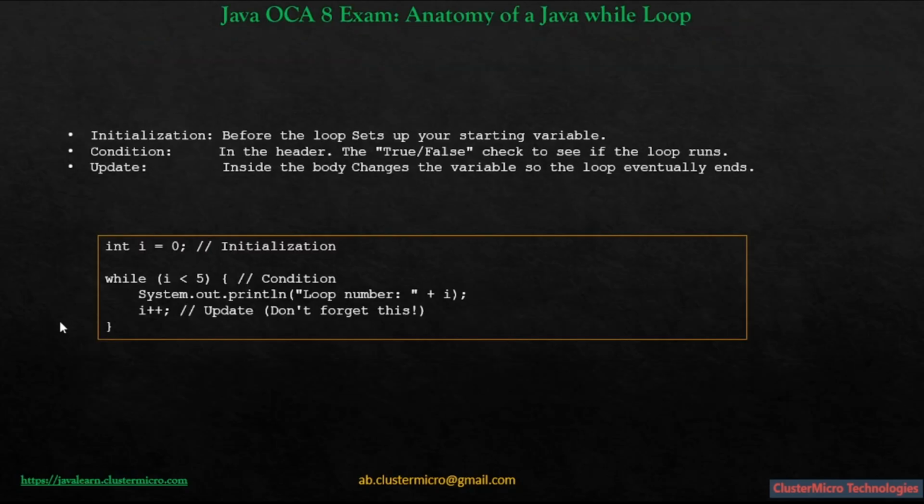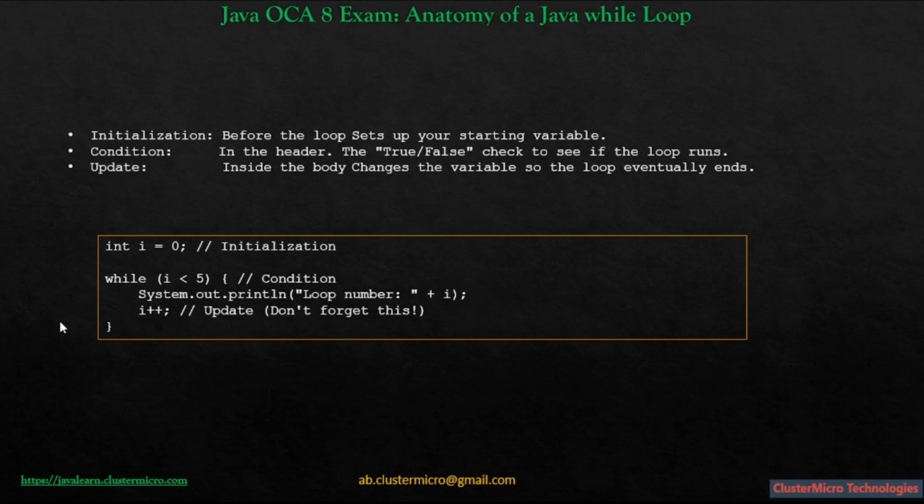Okay. So the next slide is the anatomy of a Java while loop. In the while loop, you handle the initialization before the loop even starts, and then the condition acts like a gatekeeper, checking if it's okay to run the code inside. You are responsible for the update inside the loop's body. If you forget to change your variable there, you will end up stuck in an infinite loop. We have to remember this.